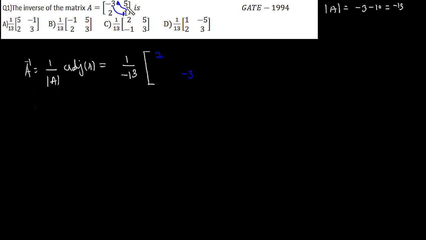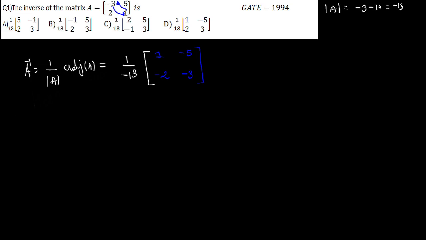Now for the remaining two elements, we simply reverse the sign. Here it is plus 5, so we make it minus 5. Here it is plus 2, so we make it minus 2, and that's it. We have found the adjoint of this 2 cross 2 matrix.